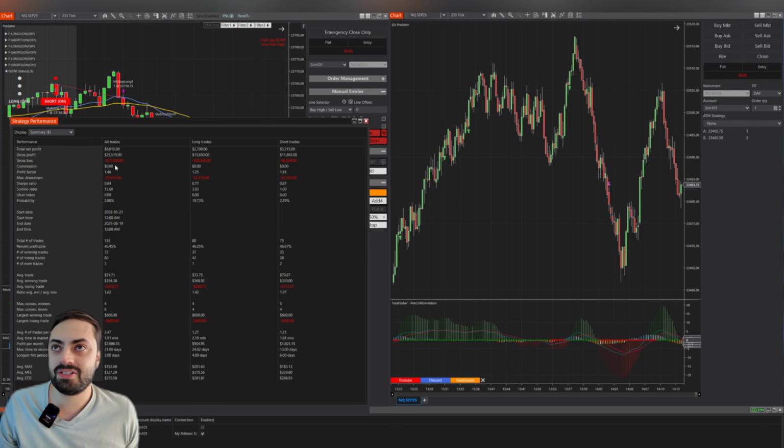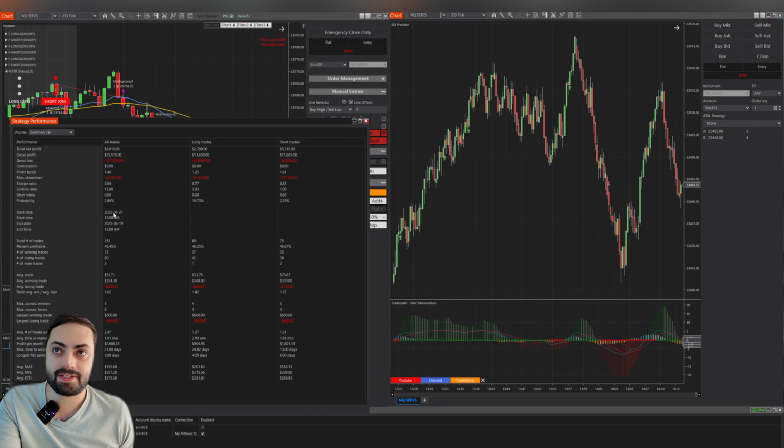I haven't added commission to these, so just kind of keep that in mind. We have max drawdown, 1875. This would likely blow a 25K account, and realistically, most likely a 50K account as well.